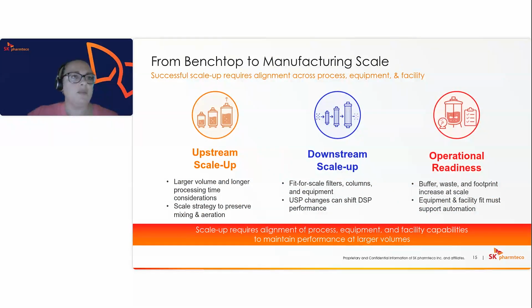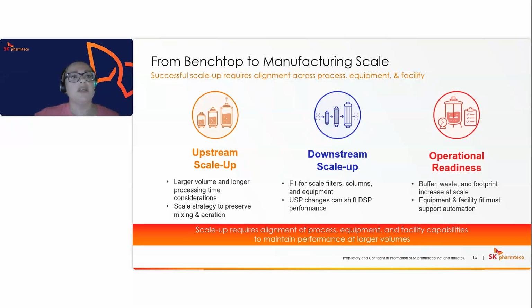So how do we scale up? A successful transition from benchtop to manufacturing scale requires total alignment across processes, equipment, and the facility to maintain performance at larger scales. So to ensure a transition is smooth, we focus on 3 core pillars. In the upstream scale-up, we need to account for larger volumes, longer processing times, while also implementing a specific strategy designed to preserve that critical mixing and aeration dynamics.